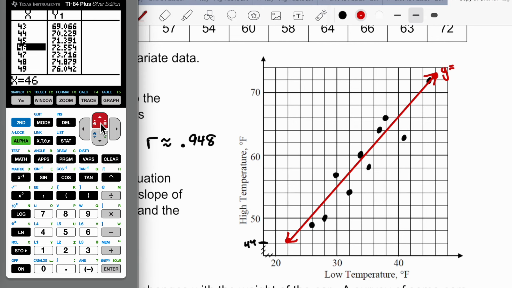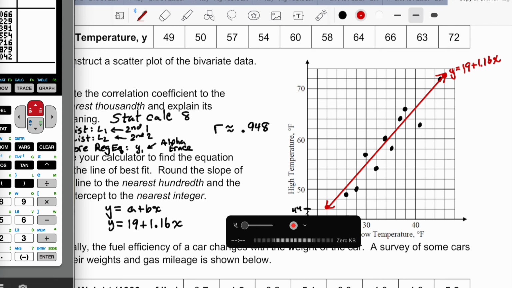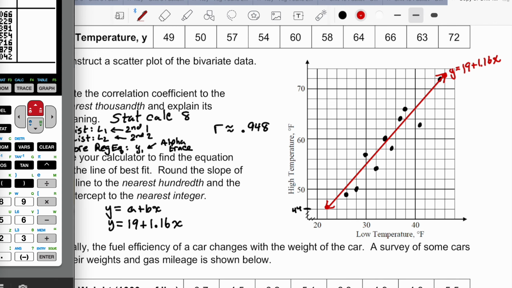Y equal to 19 plus 1.16x. All right, so it's a nice, easy way to get the graph without having to do too much work. Because, you know, slope and y-intercept are great. They're very helpful if the numbers are nice and the graph is scaled reasonably.